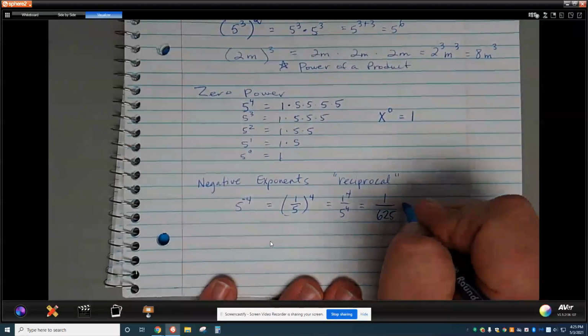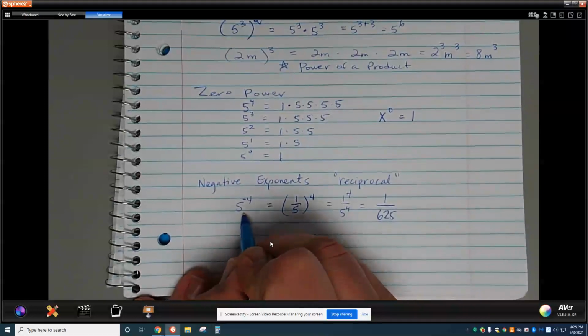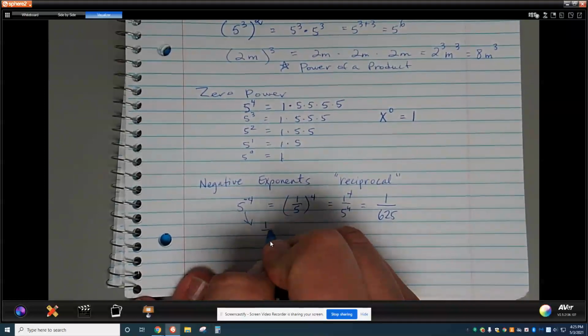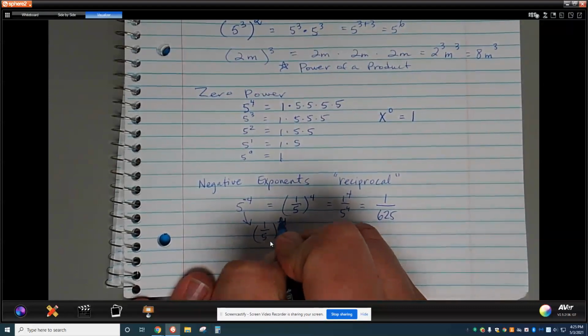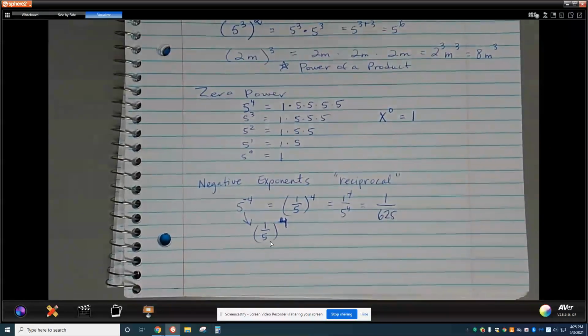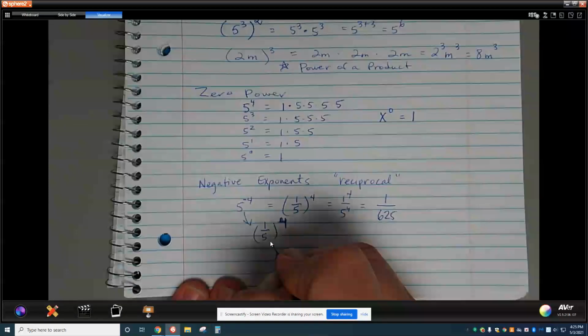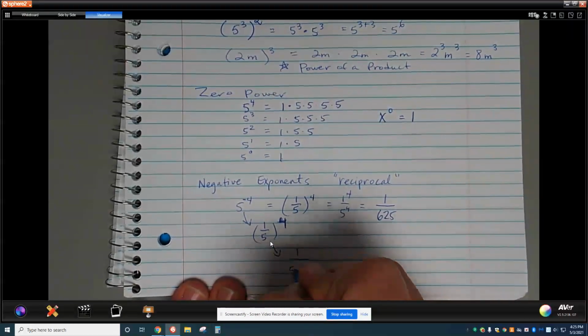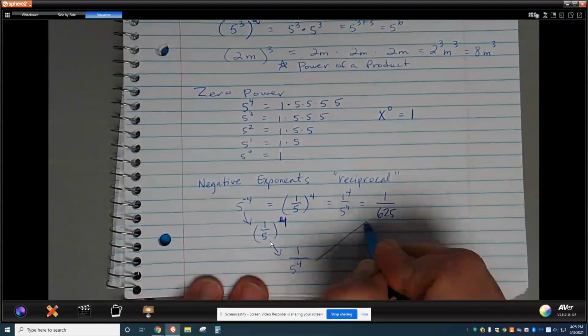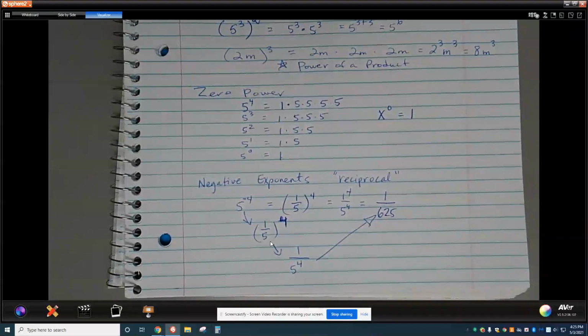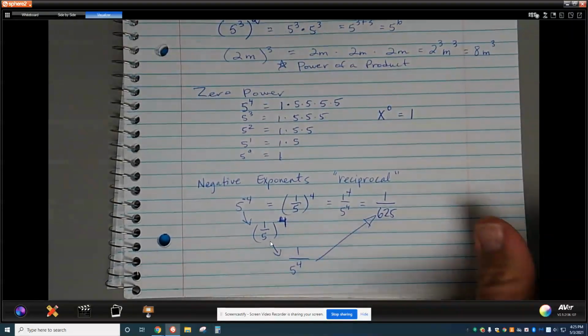We can recognize that 5 to the negative 4th power is also the same as 1/5 raised to the positive 4th power. It is acceptable to also write this as 1 divided by 5 to the 4th power. If you are asked to calculate, we would then take it to 1/625.